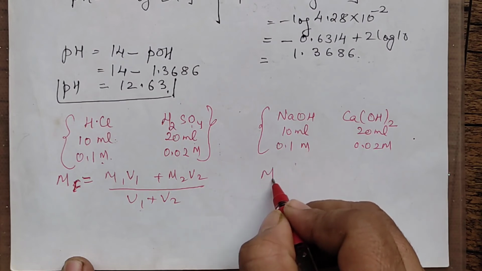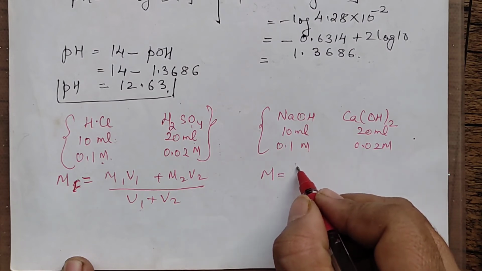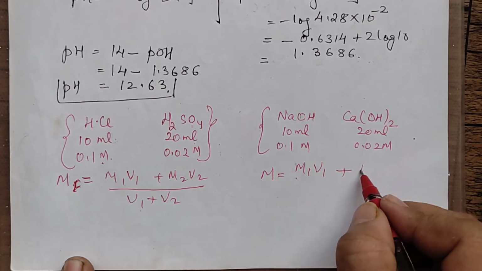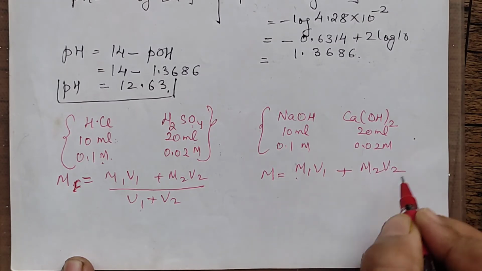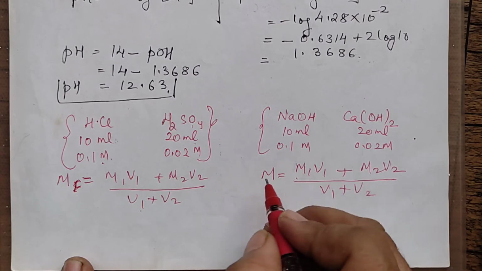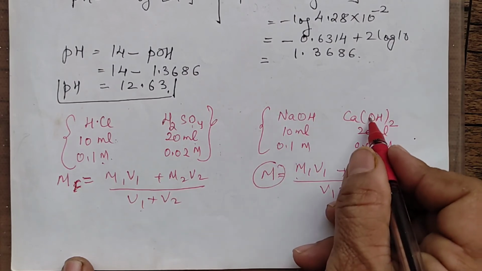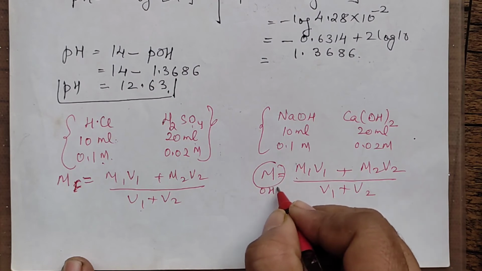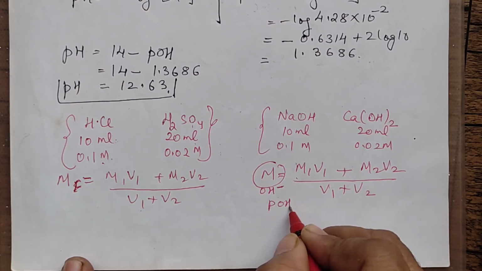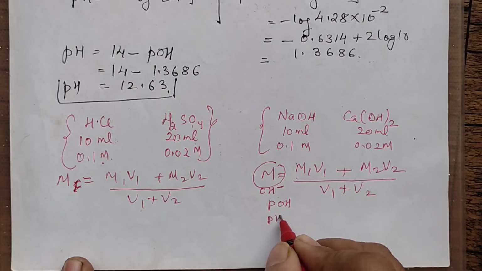Same way here, molarity is equal to the molarity-volume product of the first base and the molarity-volume product of the second base, divided by V1 plus V2. Right? This molarity is for the base. So this concentration will be for OH minus. For this you will be calculating pOH. Using this pOH you will be calculating pH.